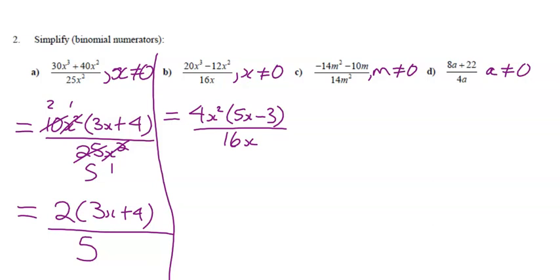So the restriction is just going to carry all the way through for the whole thing. Right? And restrictions always do. The restrictions are done off of the factored form of the denominator, and in this case we don't have to factor, right?